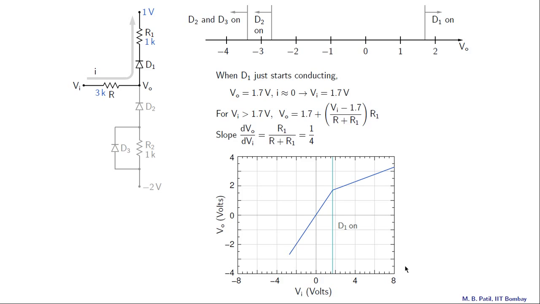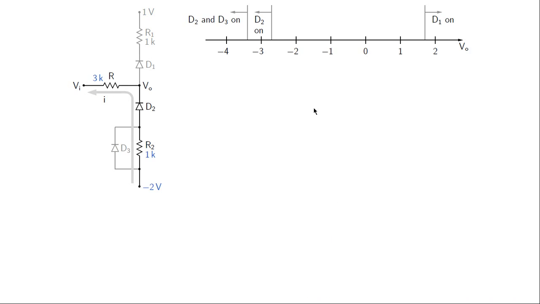Okay, let us proceed now with the next situation, that is D2 conducting but D3 not yet conducting. And in that situation the current path is like this. Diodes D1 and D3 are not conducting and therefore they are shown in gray. Now we have seen earlier that D2 just begins to conduct at VO equal to minus 2.7 volts. And what is the situation at this point? The current is just beginning to build up. So let us say it is still very small. So this voltage drop is small. This voltage drop is also small. And therefore VI would be equal to VO. So VI is also minus 2.7 volts.